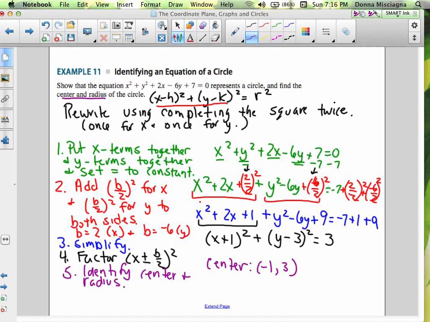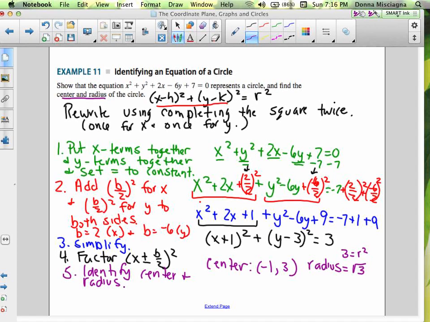So the signs are going to be the opposite because a negative is already part of the equation. The radius, we just take the square root of that constant there. This 3 here represents r squared. So that means the radius is just going to be the square root of 3. And yes, it must be positive because it represents a length, and length is a positive number. There's no such thing as negative length. And that's the end of this one.